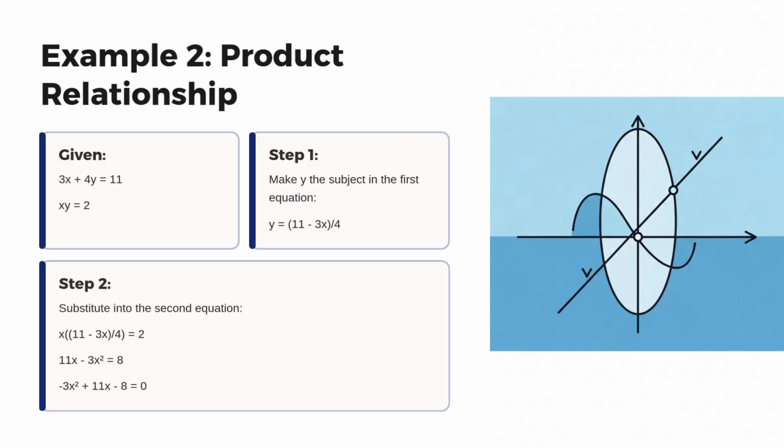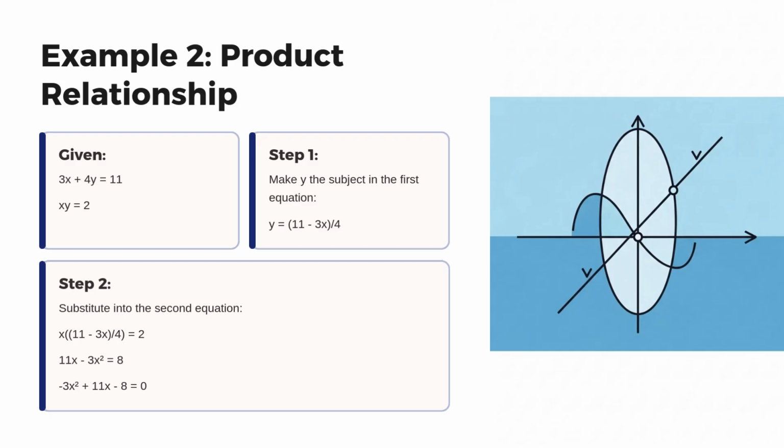Step 2. Substitute into the second equation. Replace y in the equation x multiplied by y = 2 with the expression (11 - 3x)/4. This gives x multiplied by (11 - 3x)/4 = 2. This follows from direct substitution of y. Multiply both sides by 4 to remove the denominator. This gives 11x - 3x squared = 8. This is obtained by expanding the product and clearing the fraction.